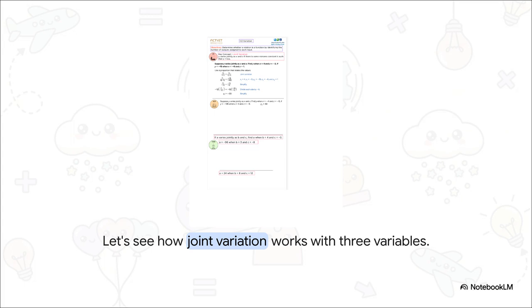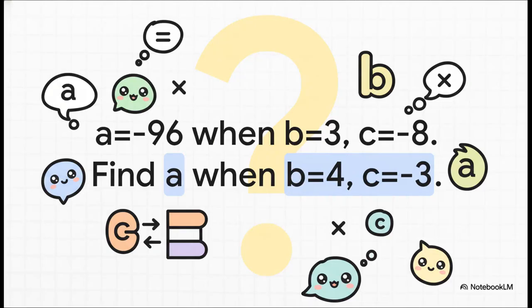Since Y varies jointly with X and Z, our proportion now puts the product of X and Z in the denominator. So Y1 over the product of X1 and Z1 equals Y2 over the product of X2 and Z2. We plug in our first set of values on the left, our second set on the right, solve for that missing piece, and we find our new Y is -30. Ready for another one? Let's apply that same logic.